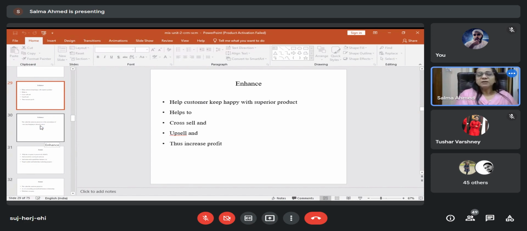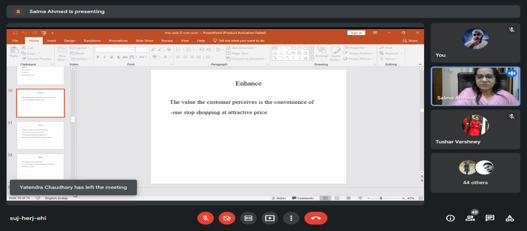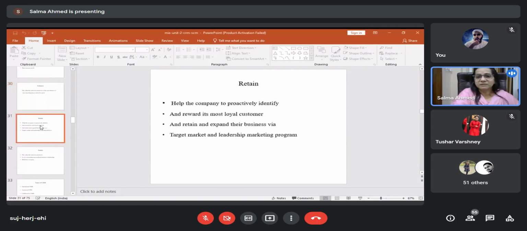He's not a customer who comes to my retail outlet and goes back without purchasing. So there could be chances of upselling, there could be chances of cross selling, and thereby our focus is to increase our own profitability. The value the customer perceives is the convenience of one stop shopping at attractive prices. Under one roof, we sell from a needle to an aeroplane, a host of variety of goods, so that he's contented coming to my outlet. He doesn't have to go to 10 different centers to purchase my product, it is readily available under my roof. This is what we mean by enhancing customer experience.